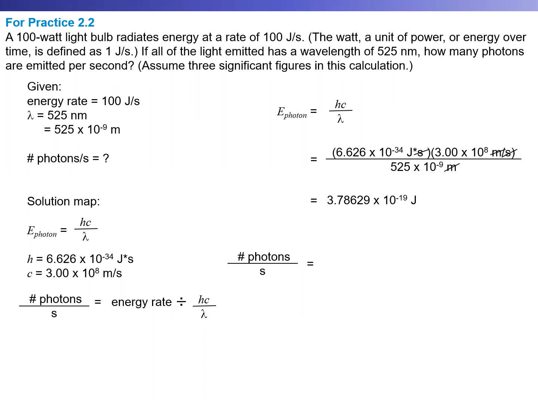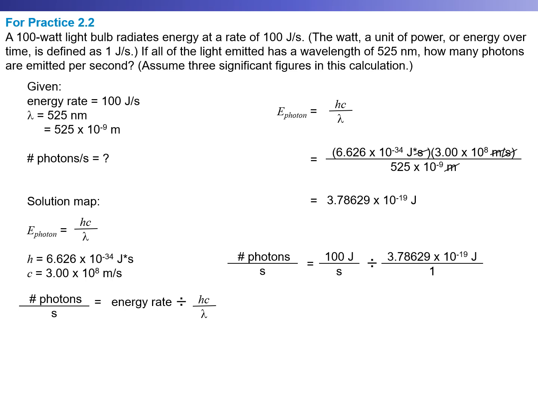Well, now we have to find the number of photons per second. So we're going to take our energy rate, which is 100 joules per second, and we're going to divide it by 3.78629 times 10 to the -19th joules. All right, well, that might not look like anything you can deal with, but if we put that second term as a fraction, now we're starting to get somewhere.